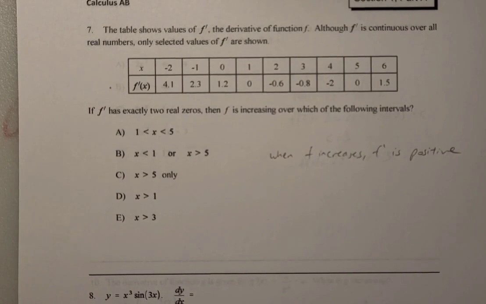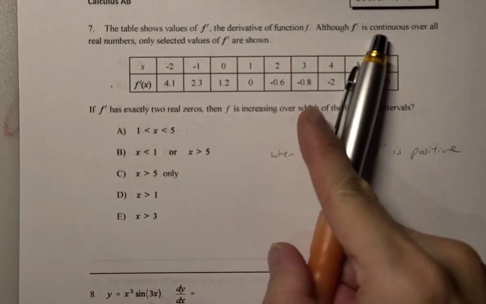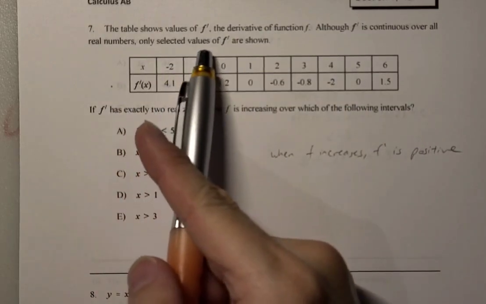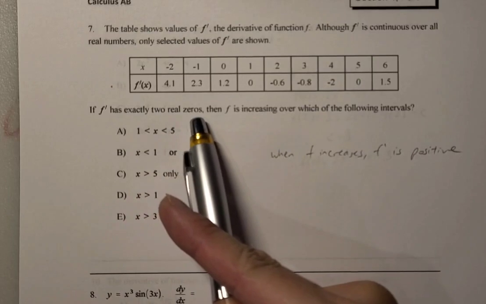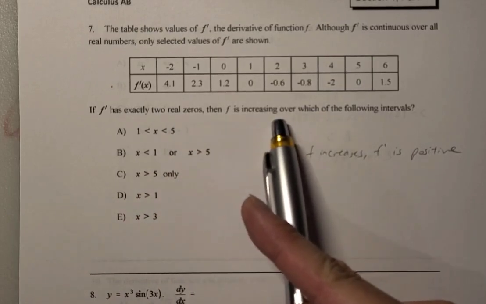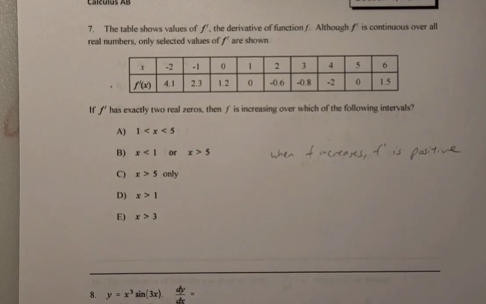Okay. A table shows values of f prime. Although f prime is continuous over all real numbers, only selected values of f prime are shown. If f prime has exactly 2 real zeros, then f is increasing over which of the following intervals?